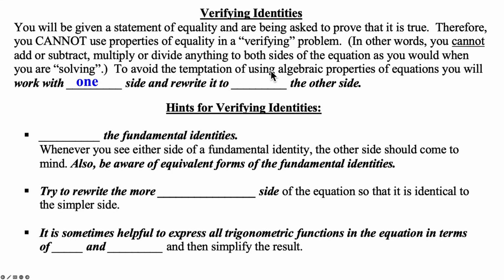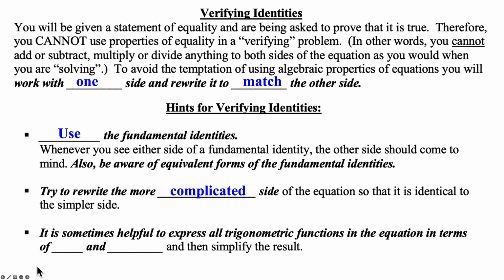To avoid this temptation, use algebraic properties of equations that will work with one side and rewrite it to match the other side. So you want to use your fundamental identities. Whenever you see either side of the fundamental identity, the other side should come to mind. Also be aware of equivalent forms of fundamental identities. Try to rewrite the more complicated side. That's the one with more trig functions in it. Let's manipulate that side to make it identical to the simpler side.